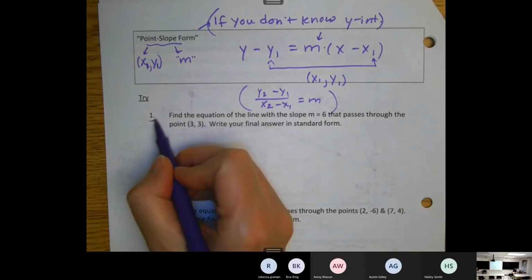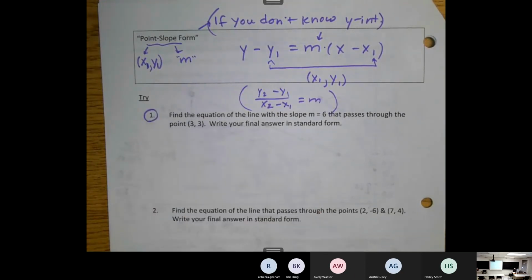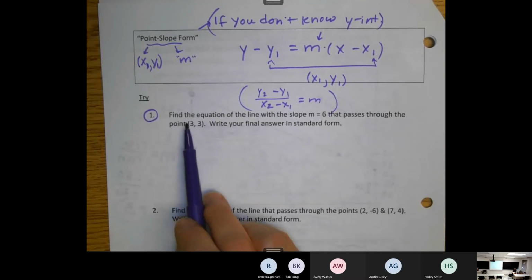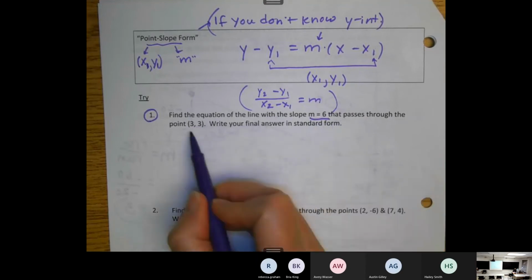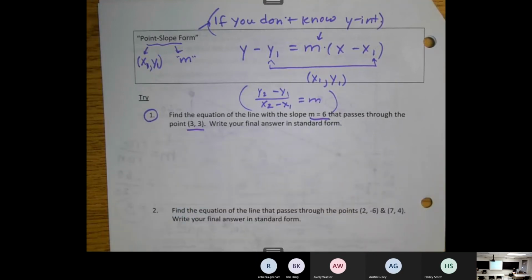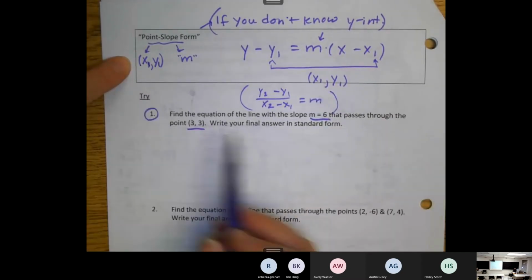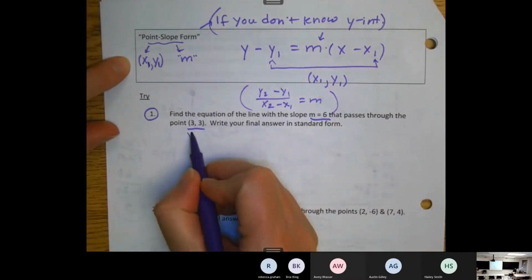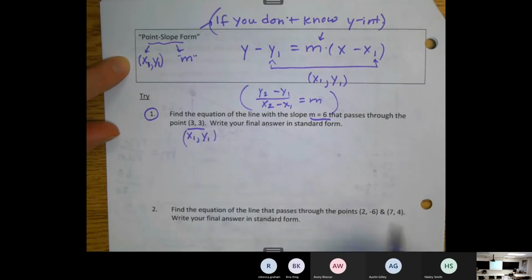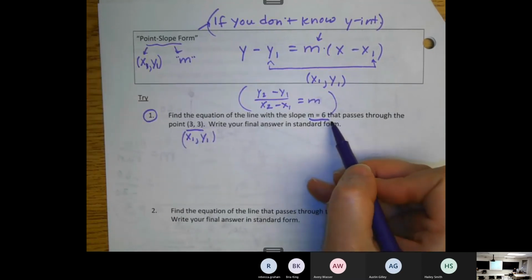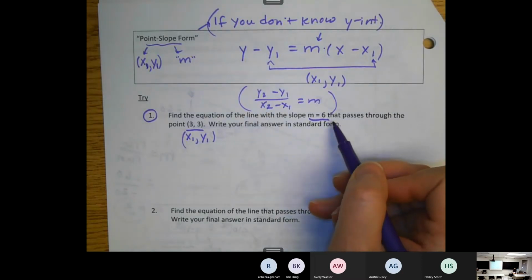So we've got a couple problems down below where we can try it out. First one's asking us to write the equation of the line with a slope of 6 that passes through the point 3, 3. So we have exactly what we need. We have a point 3, 3. That'll be the x1 and the y1 numbers for our formula. And we've got the slope, 6. That'll replace the m.